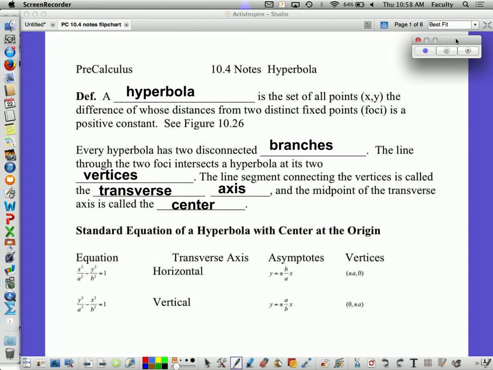Okay, this is 10.4 notes. So go ahead and take out your notes.